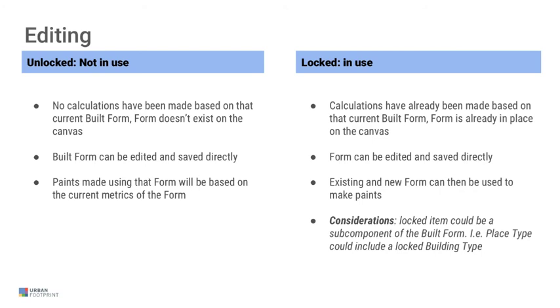Now, keep in mind that a built form element might be locked based on the fact that a component or a nested type within it is in use already. So if you are trying to paint with or look at a built form type that has a component in it that's already in use, then that built form type might already be locked. But as we mentioned before, you're still able to save a copy and make changes to that copy.